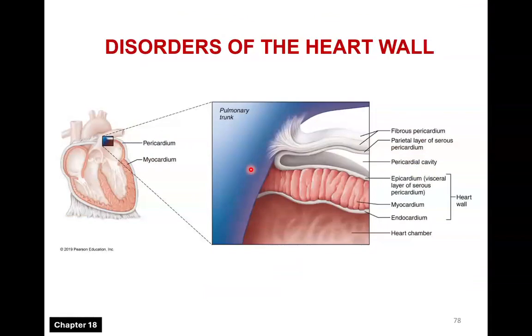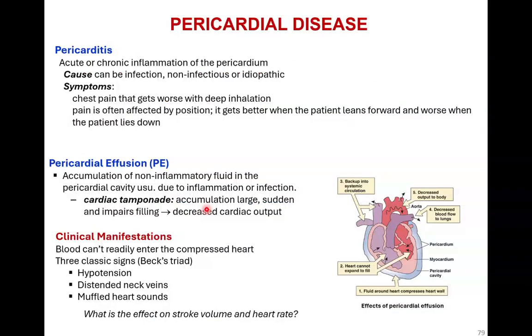Okay, so disorders of the heart wall. We're going to transition now from looking at heart valves to looking at diseases of the heart muscle itself. And this is just a reminder of the layers of the heart wall. I'm not going to go over it. We're just going to jump right into it and talk about pericarditis, pericardial effusion, myocarditis, and cardiomyopathy to get us through this particular section.